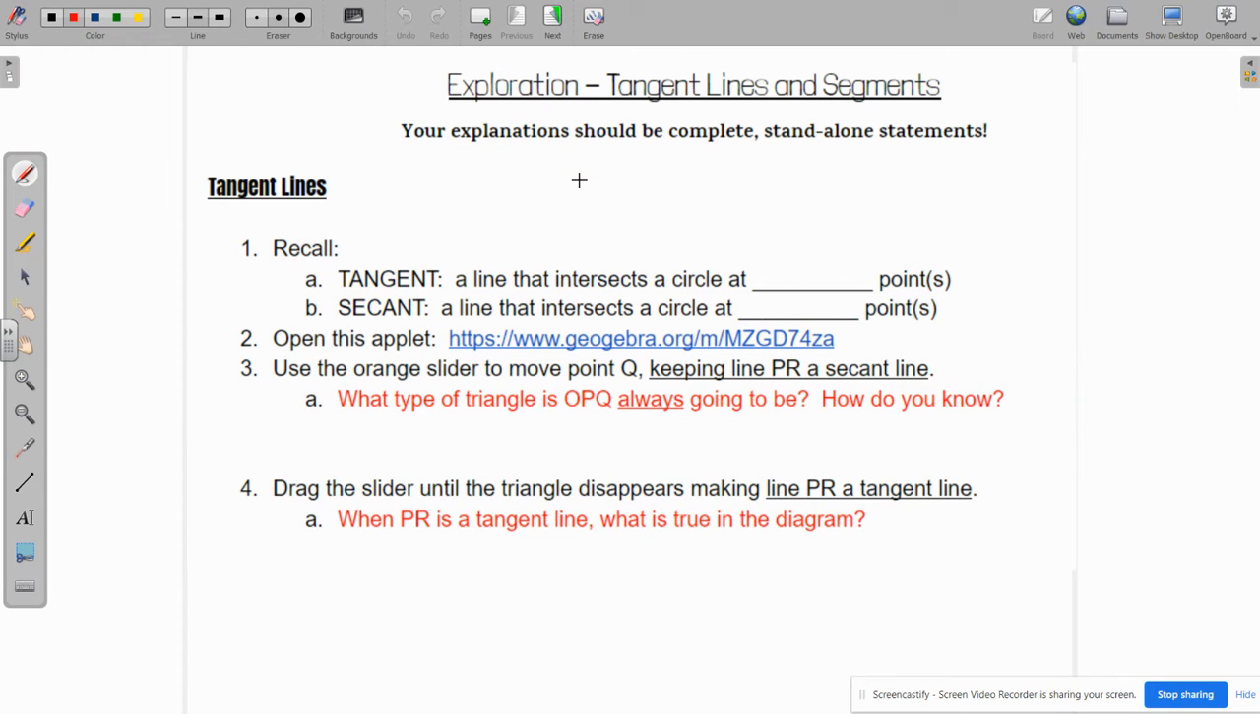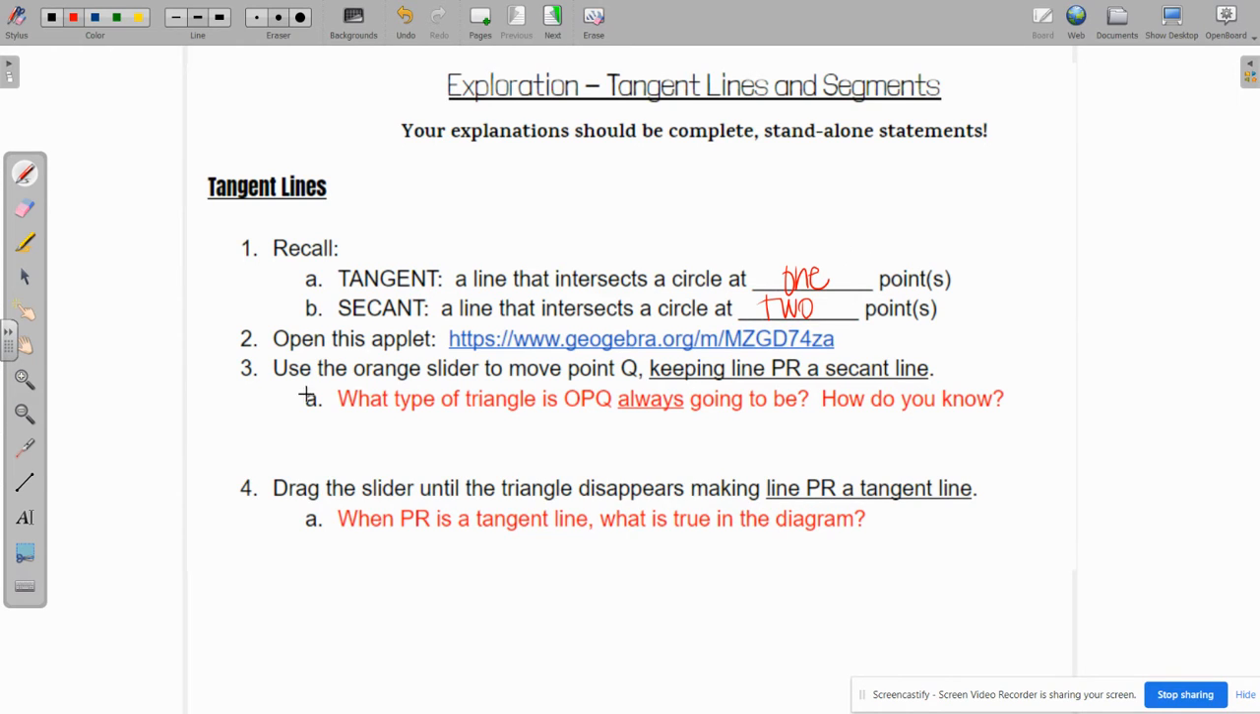We're going to explore tangent lines and segments. Recall, tangent means a line that intersects a circle at one point and only one point, whereas a secant is a line that intersects a circle at 2 points. We're going to open this applet, so if you have this document open from the agenda, you can click on this.